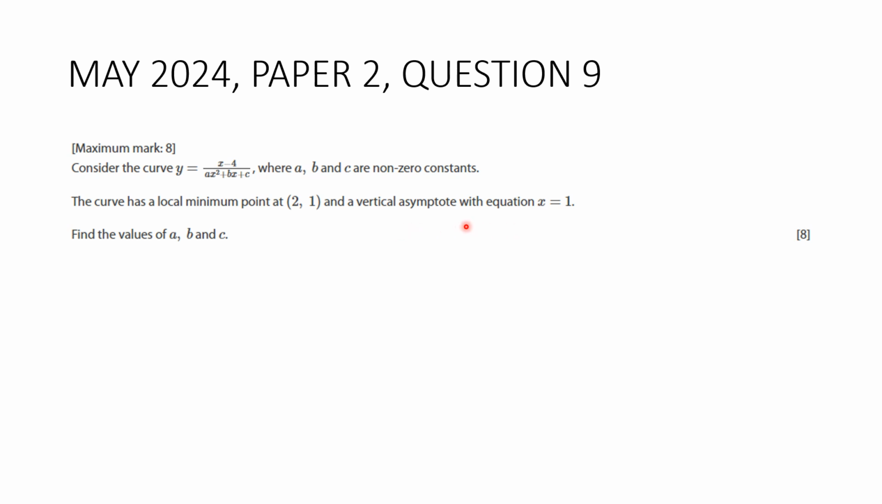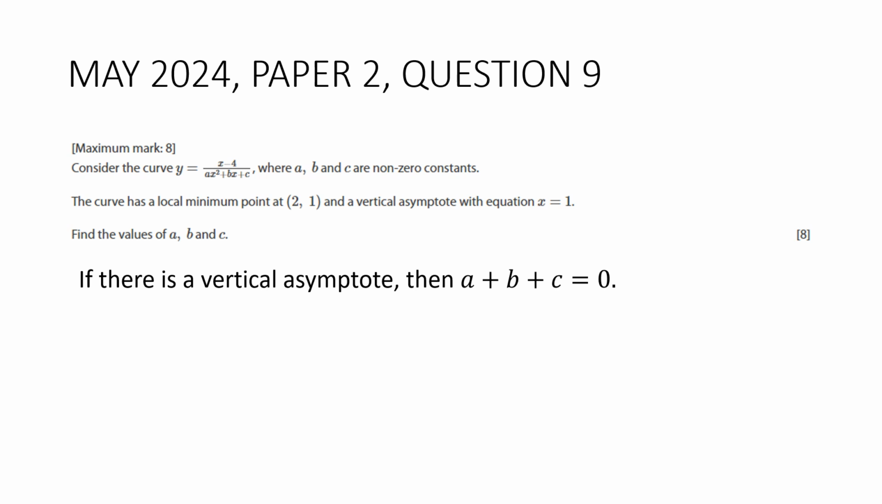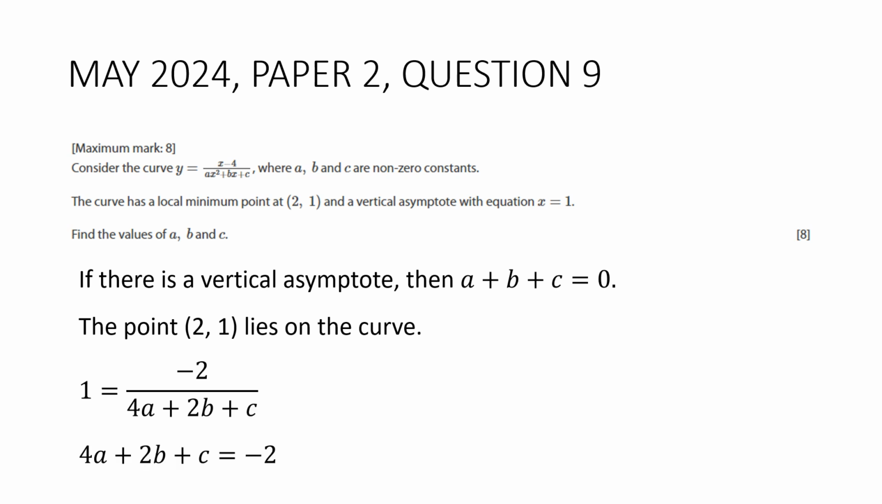If there's a vertical asymptote with equation x is equal to 1, then when x is equal to 1, that denominator is going to be equal to 0. So that's a pretty easy thing. a plus b plus c must be equal to 0. I've just substituted 1 in where x is. Now let's substitute 2, 1 into the curve, and we will end up with a second equation, 4a plus 2b plus c is equal to -2.